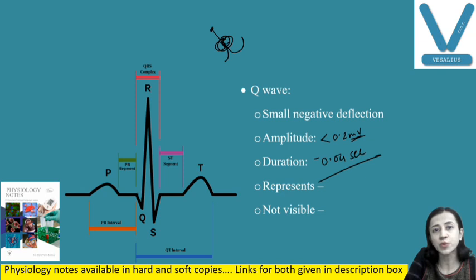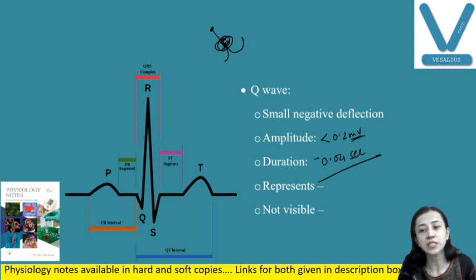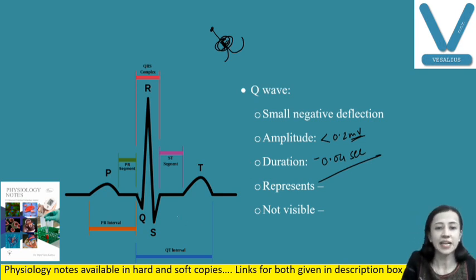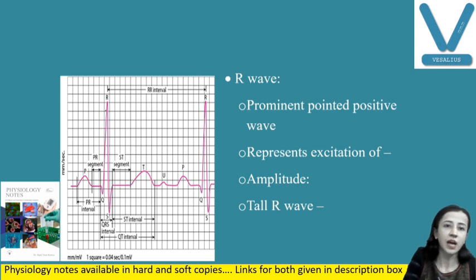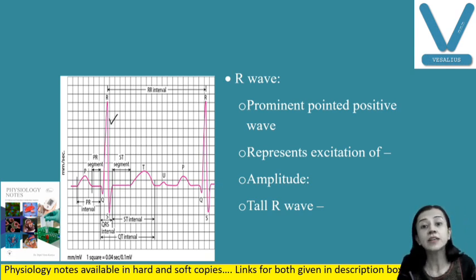Here we have discussed two branches, the right and left bundle branch. One is slightly posterior, so this you can say is negative one. Most of the time it is not visible, so that is fine if you don't find a Q wave. Next is the R wave. This one is the R wave. This is a prominent pointed positive wave, and that represents excitation of ventricles.